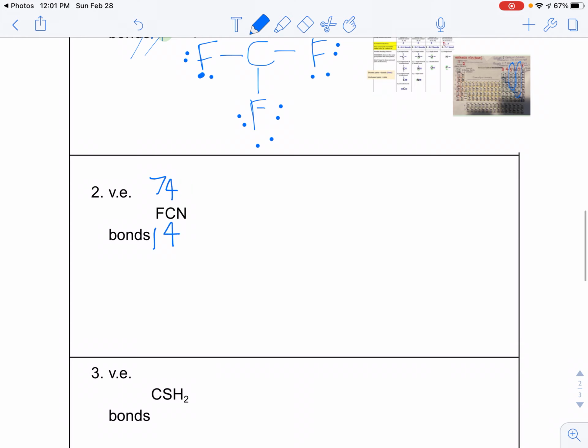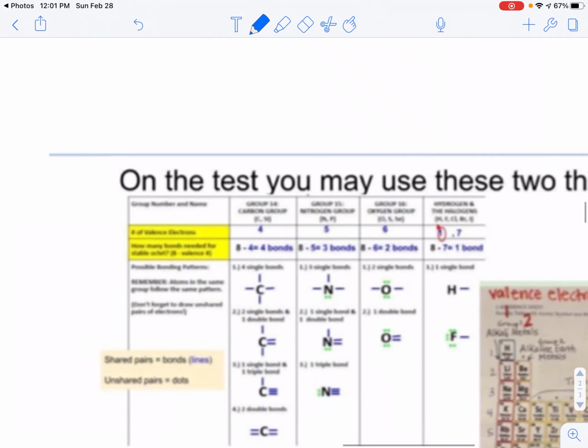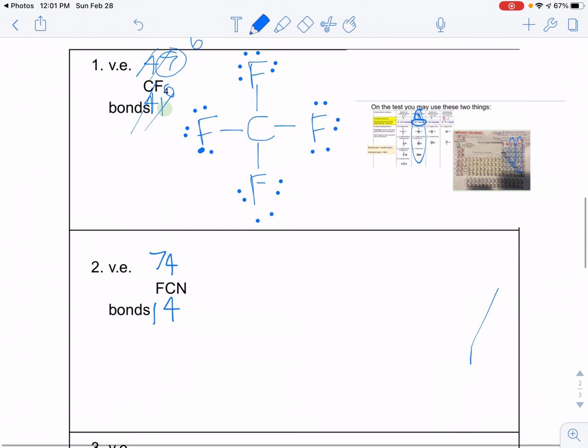Now N is over here in group 15, and it has 5 valence electrons and 8 minus 5, 3 bonds is what it needs then. Now we have F with 1, carbon with 4, N with 3. So both carbon and N need a lot. I'm going to put the C in the middle and then the N. And then since carbon needs 1 more than the N, I'm going to put the F next to the carbon.